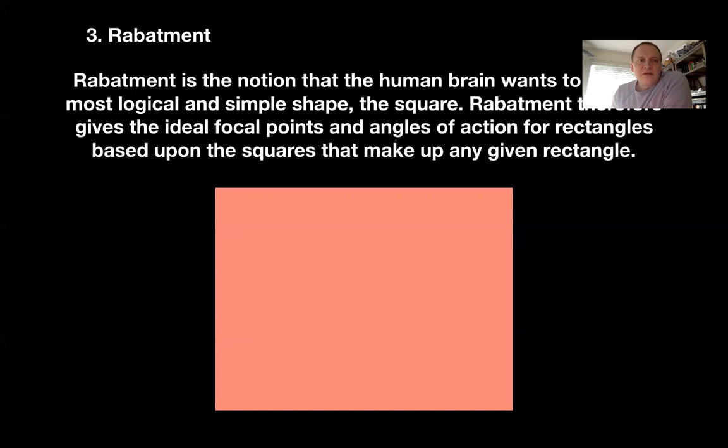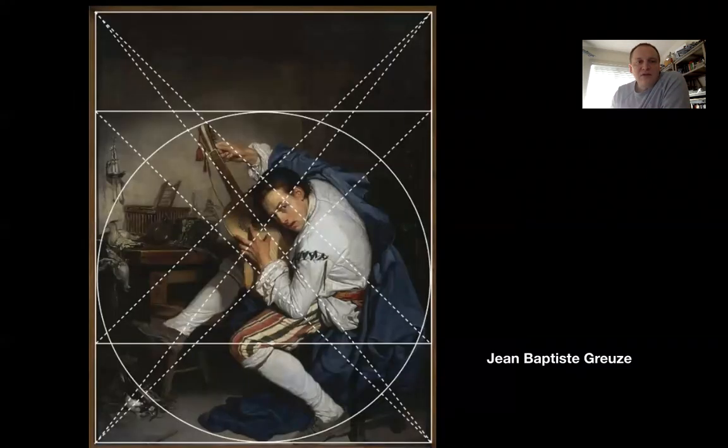The third idea is called rabattement. This is the idea that our brain wants to use logical and simple shapes, the most basic of which would be the square. It tends to give the idea of focal points and angles of action for rectangles based on squares that make up any given rectangle. So we'll see divisions based on squares that are derived from the rectangle.